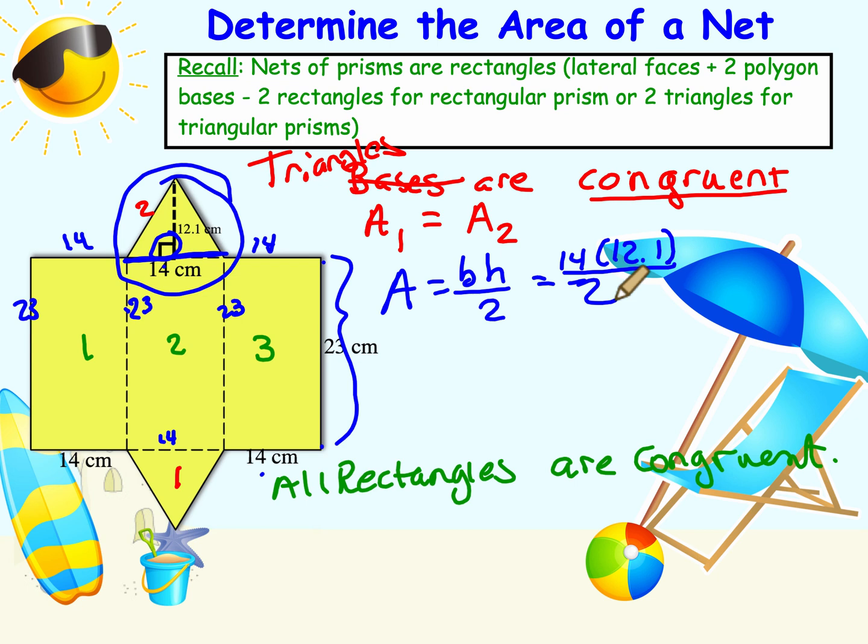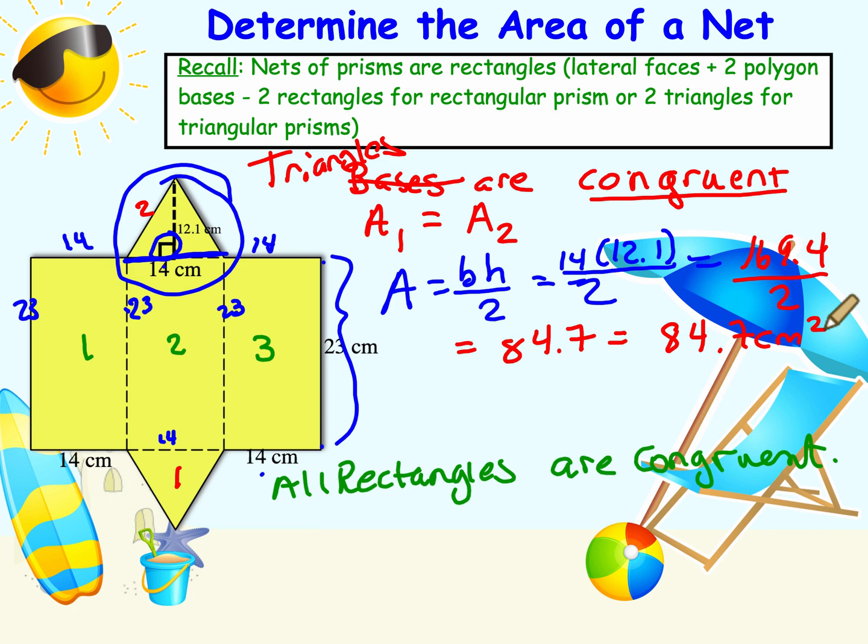So now I go ahead and do the math. So I get 14 times 12 1/10 is 169 4/10, and then I divide by 2, and so that gives me 84 7/10. And that's going to be square centimeters because this is area, not volume. Okay, so hold that thought for a second.